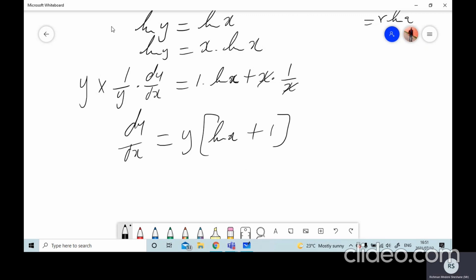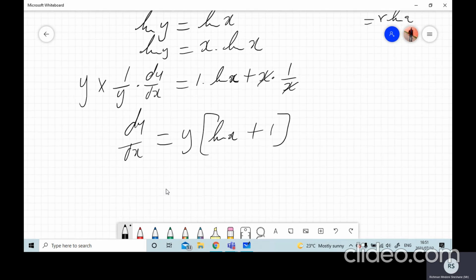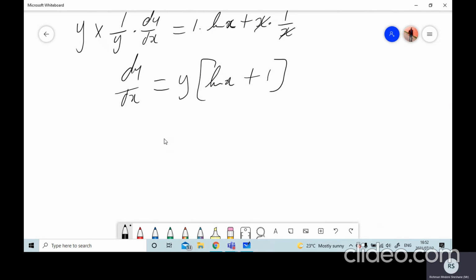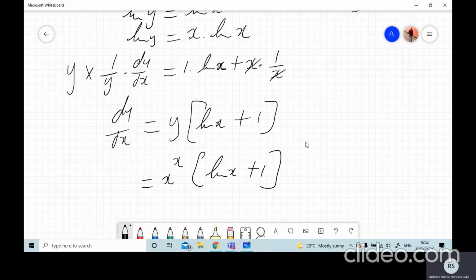Remember, I told you in log differentiation, y will always be given. So after you derive, you need to substitute back your y, which was your given function. So dy/dx is x to the power of x times (ln of x plus 1). This is the derivative of y.